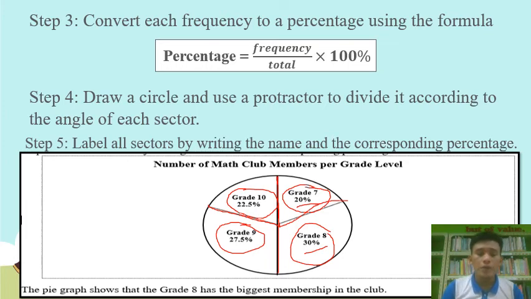The pie graph shows that grade 8 has the biggest membership in the club. Again, as you can see in the pie graph, grade 8, which is 30%, has the biggest membership in the club.